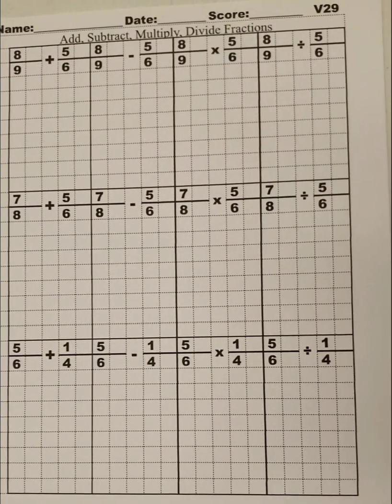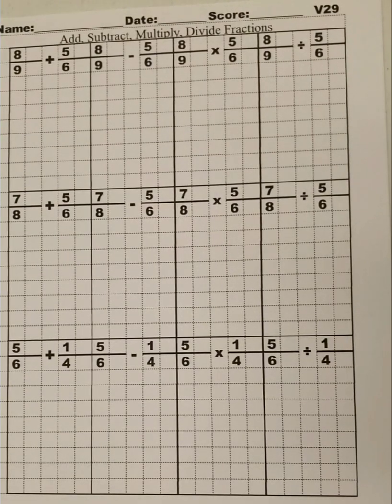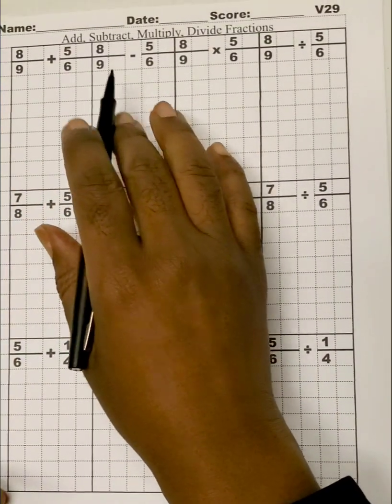Adding, subtracting, multiplying, dividing fractions. First, we want to add these two fractions. So for adding and subtraction, you find the least common denominator.